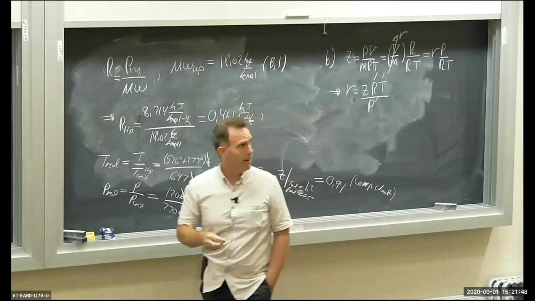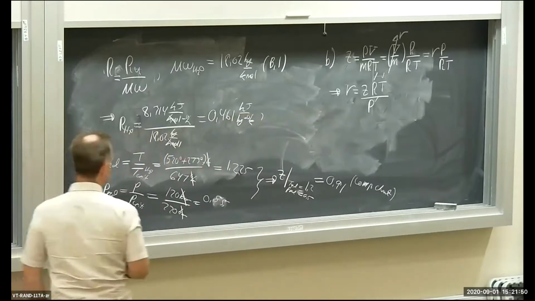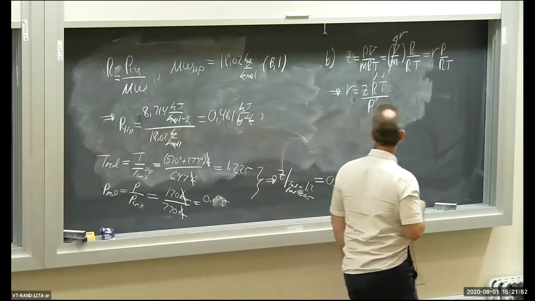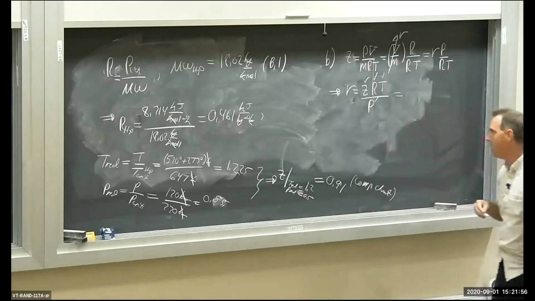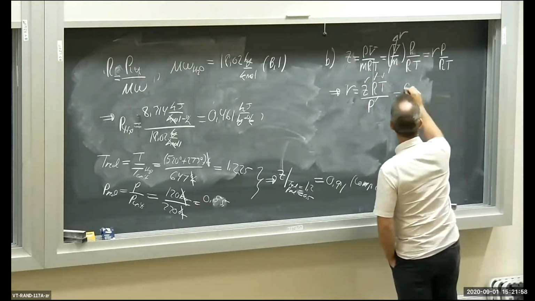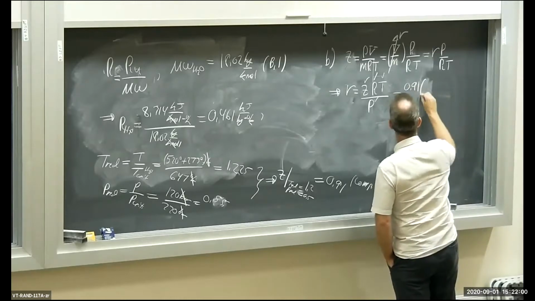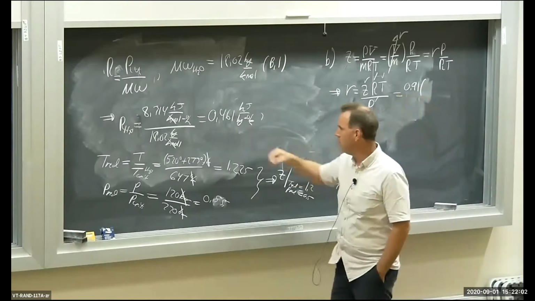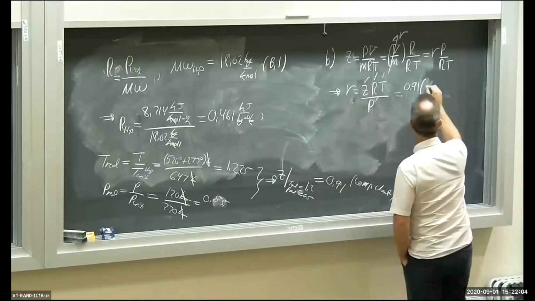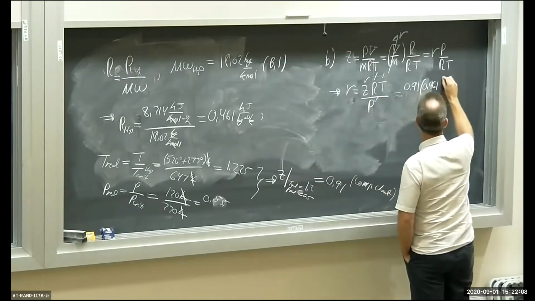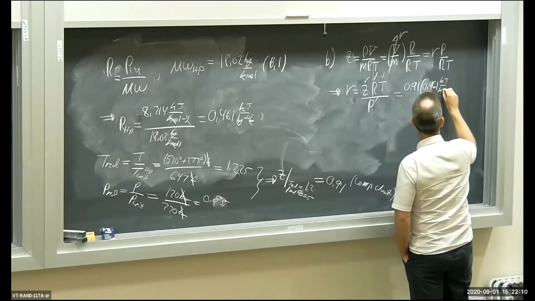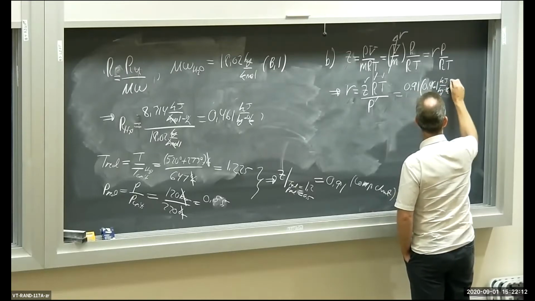Compressibility chart, all right? Okay, let's finish the calculation here. Let's calculate the specific volume for our H2O. We now have the compressibility factor is 0.91. So 0.91, gas constant 0.461, and that has units of kilojoule per kilogram degree Kelvin.